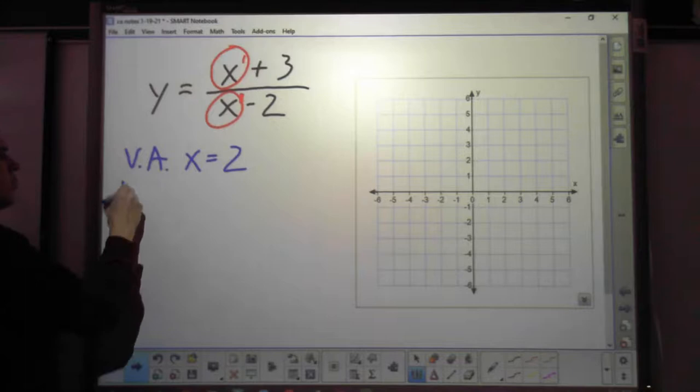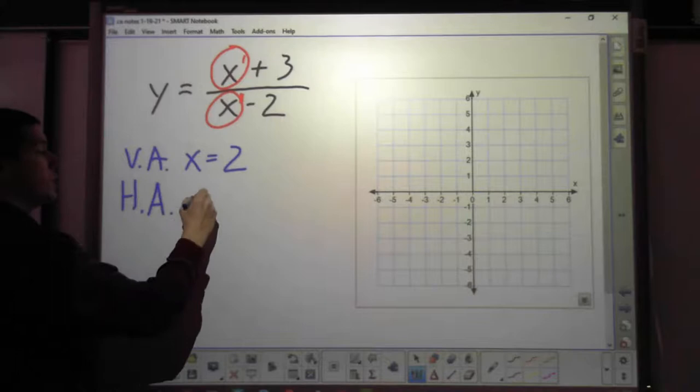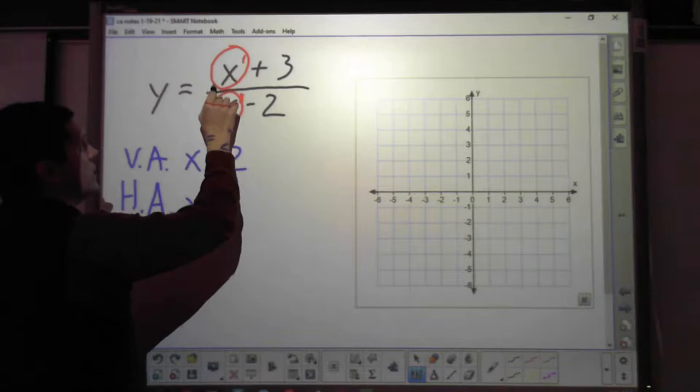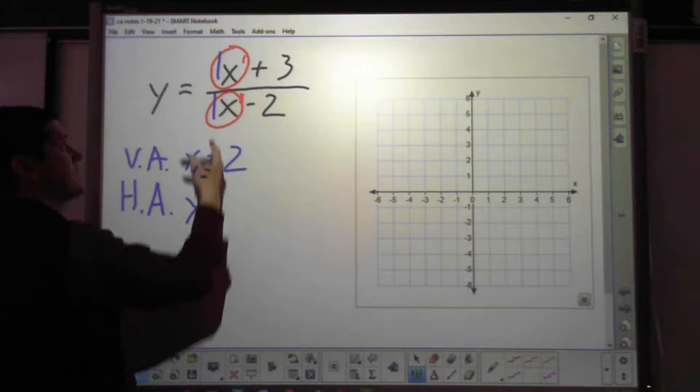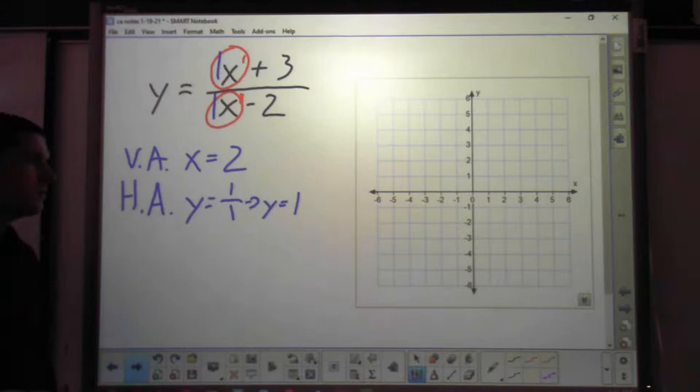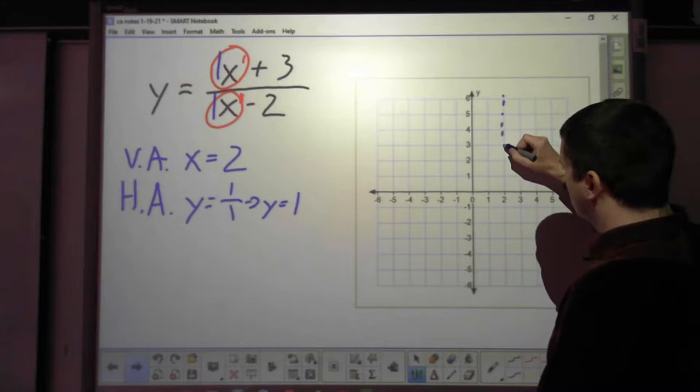For the horizontal asymptote, again, now I have to look at that y equals. Now I'm going to show all the details on this. I'm going to show all the details, but again, you can just jump to the end whenever you're doing these problems in the future. My leading coefficient here is the coefficient of this term. Well, I have a 1 here and I have a 1 here. So that means that this is going to be 1 over 1, which we can simply write as y equals 1. So there are our asymptotes, x equals 2 and y equals 1.